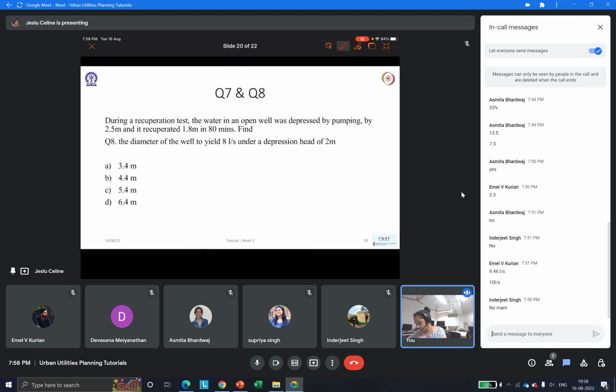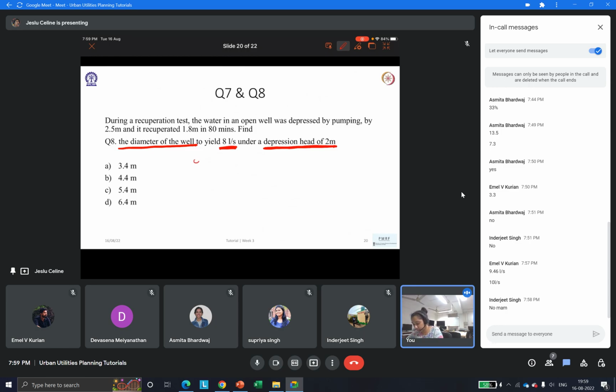The next question is asking, what should the diameter of the well be if the yield is to be 8 liters per second under a depression head of 2 meters? This is similar to our question number 6, which we did, where we had to design a well. So here we've been asked to find the diameter.